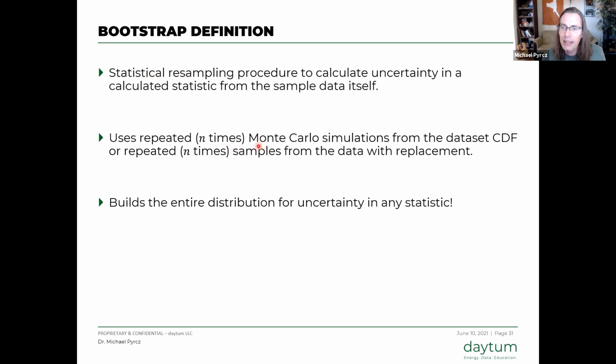We're going to use repeated n times Monte Carlo simulations from a data set. Now that's interesting. It actually is using Monte Carlo to do Bootstrap, and then we use Bootstrap in our Monte Carlo. Do you see that? It's kind of turducken. There's a layering going on here, right? I hope people appreciate the turducken reference there. Okay, build the entire distribution of uncertainty for any statistic. The answer is you can bootstrap anything.